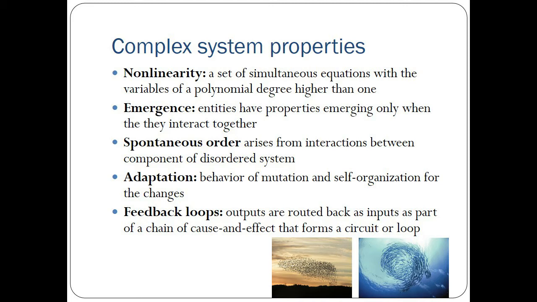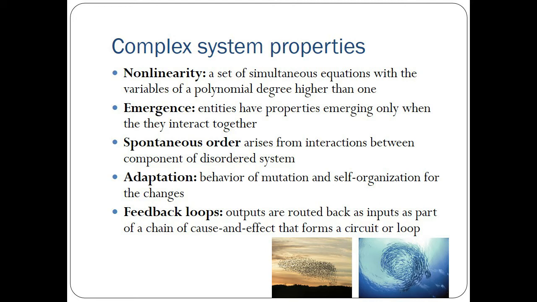So there is a disordered system, but when the components inside it work together and interact together, they form some ordering. So this is spontaneous ordering. Then adaptation. In the environment, various changes keep happening in almost every system. So the behavior of a system to mutate or self-organize in response to those changes is defined as adaptation. These adaptations are important properties of a complex system.